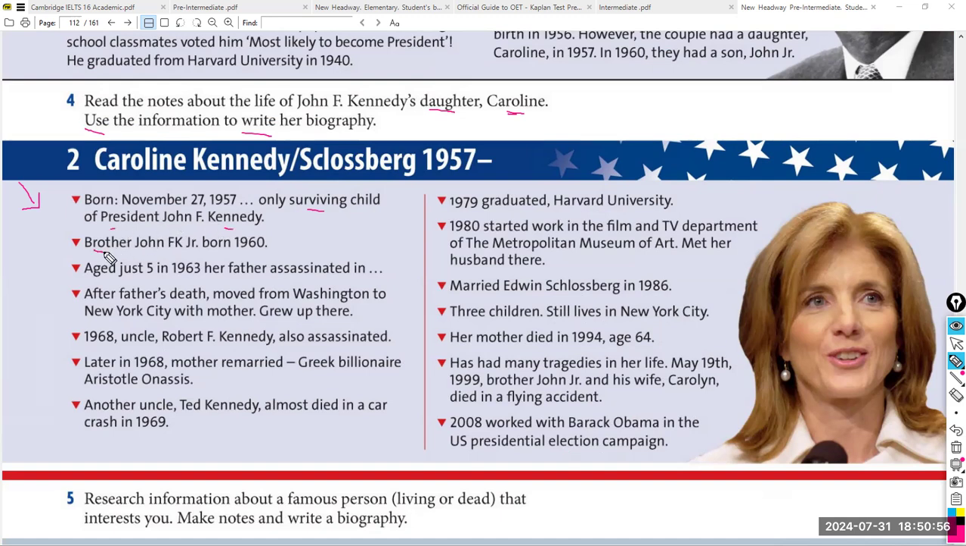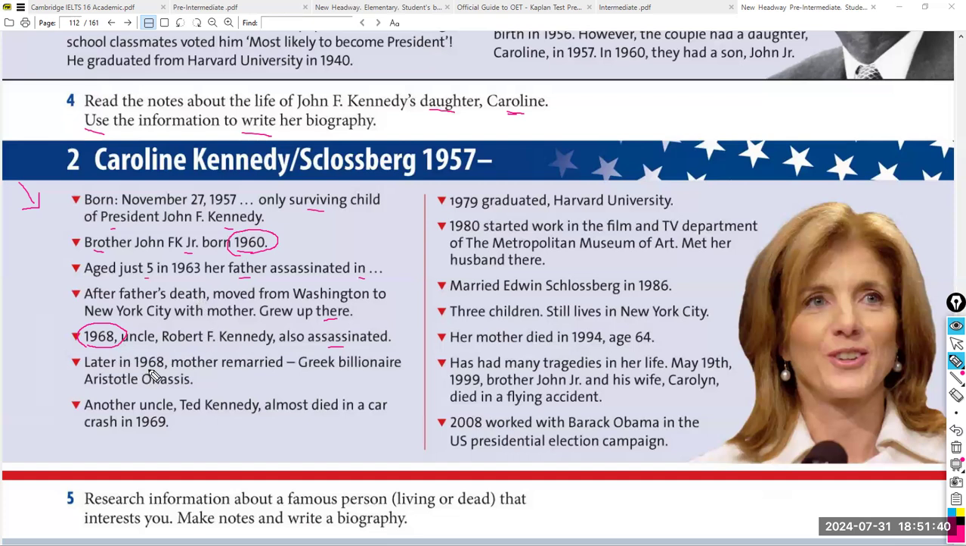Kennedy. Now, brother John F. K. Jr., born in 1960, aged just 5 in 1963. Her father assassinated in, you have to complete, after father's death, moved from Washington to New York City with mother, grew up there. Then in this date, 1968, Uncle Robert F. Kennedy also assassinated. As I told you guys, I have to be careful about the dates. I have to arrange the events according to the correct dates just to be able to write a correct biography.